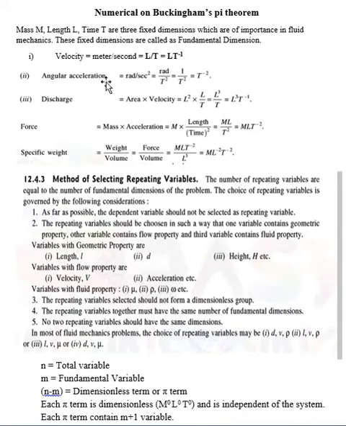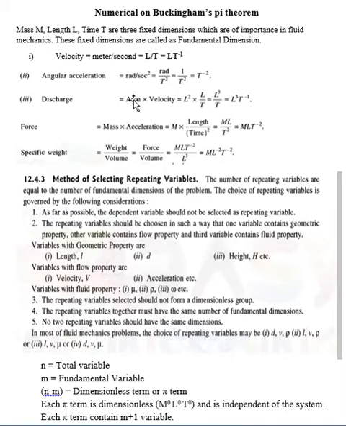Similarly, angular acceleration. The unit of angular acceleration is radian per second squared, and second we can write in terms of T, that is T square. Radian per T square is equal to 1 by T square, and if T square is moved to the numerator, then T to the power minus 2.